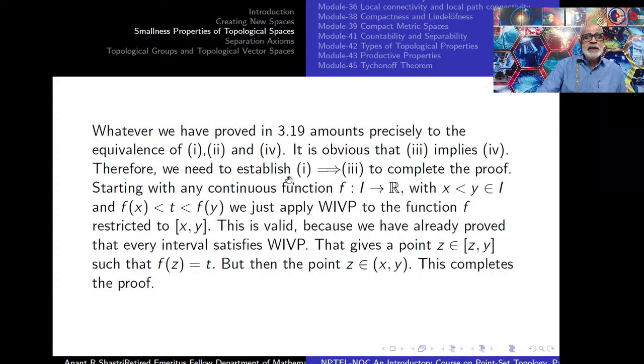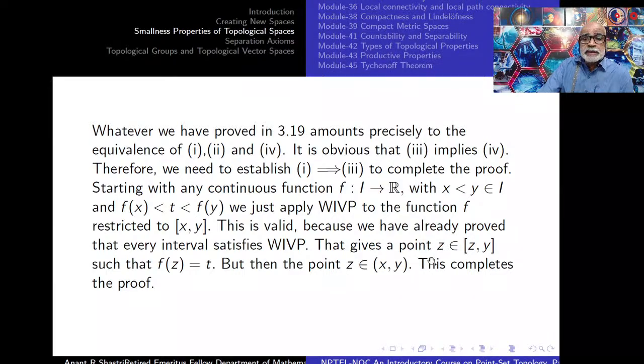Okay, for this, all that you have to do is start with any function f from I to R, x less than y inside R, f(x) less than t less than f(y). You have to produce a z between x and y, right? So all that you have to do is restrict this function f to only the interval [x, y]. Okay. So one is that the first condition is that I is an interval, right? So if x and y are given and x less than y, the entire interval [x, y] is contained inside I. That is the meaning of interval. Now function f can be restricted to [x, y]. Okay, so that is also an interval. Now you apply the weak condition, there will be some z such that f(z) equals t. So where is the z? It is in [x, y].